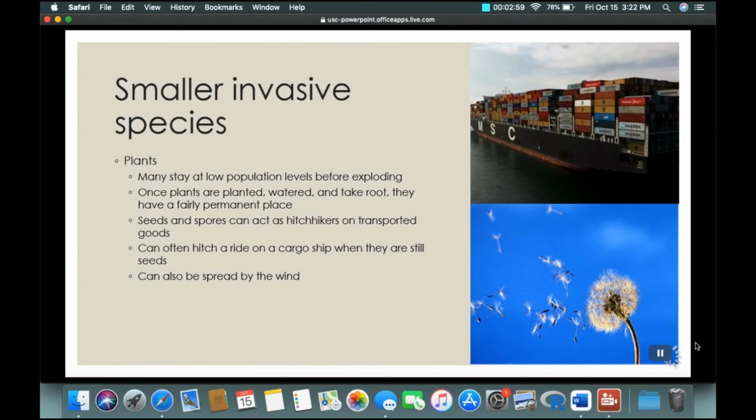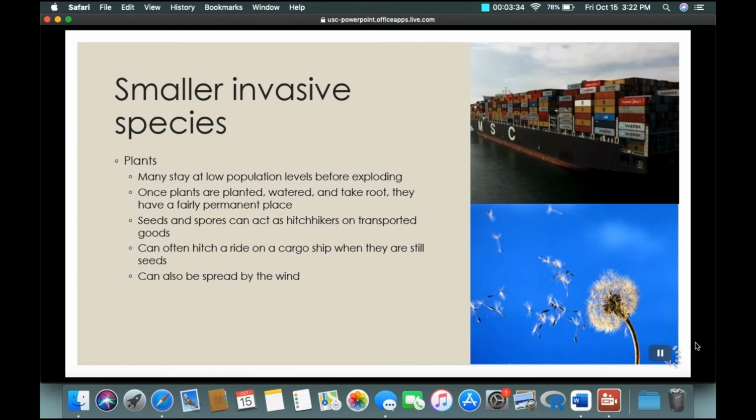Some smaller invasive plants. Plants are a lot easier to get over the ocean than animals, and like animals, they do stay at small levels before they explode in population. And once plants are planted and they take root, it's very hard for them to be gotten rid of, because while you can dig up the plant, there's a good chance that the seeds have already been dispersed and they have been carried around. In our top picture here, you see a cargo ship.